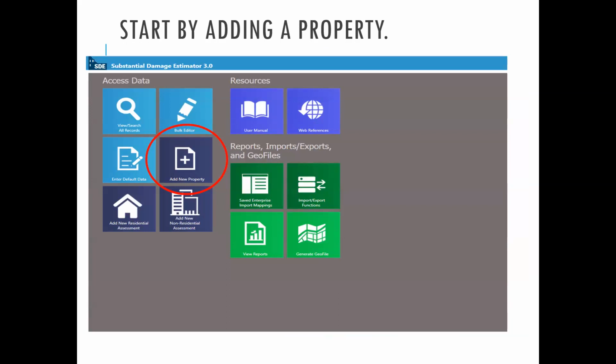At the top, you have view and search all records. That will open up your entire inventory list of properties. The bulk editor means you can edit the fields all at once, and then enter default data is where you can enter the data that will pre-populate. If you have a community that just has one FIRM panel, you could put all of your map information in there, or other information. We'll look at it. And then at the bottom, you can add a new residential assessment or start a new non-residential assessment.